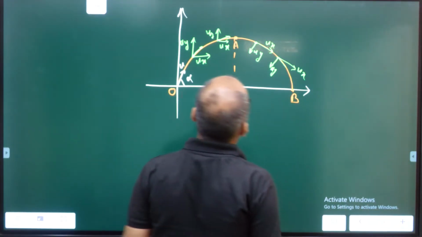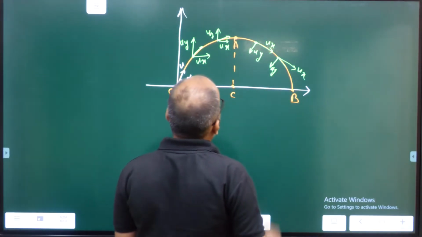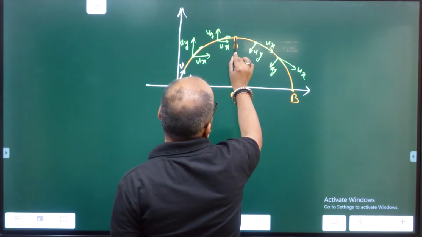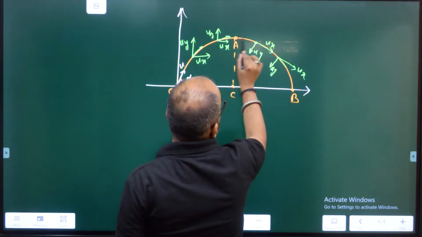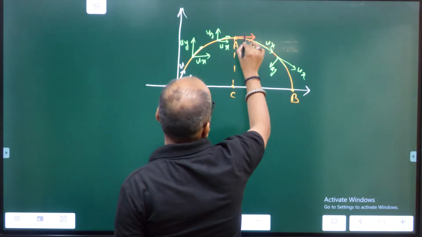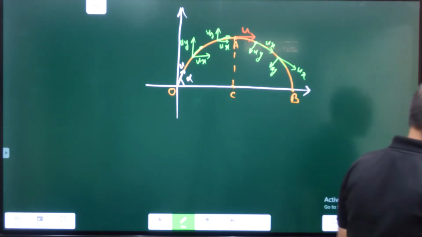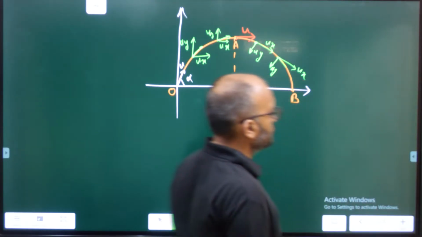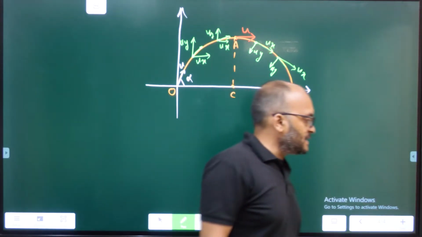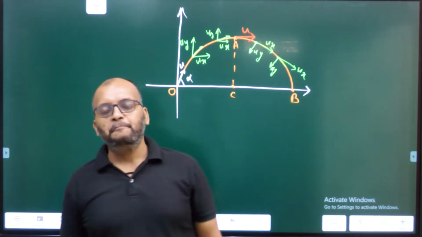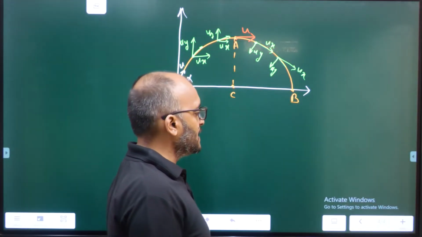Okay. Now pay attention at this point A. What will be the direction of U at A? Will it be like this or not? So at point A, U is parallel to x-axis. Please see, U is parallel to x-axis.